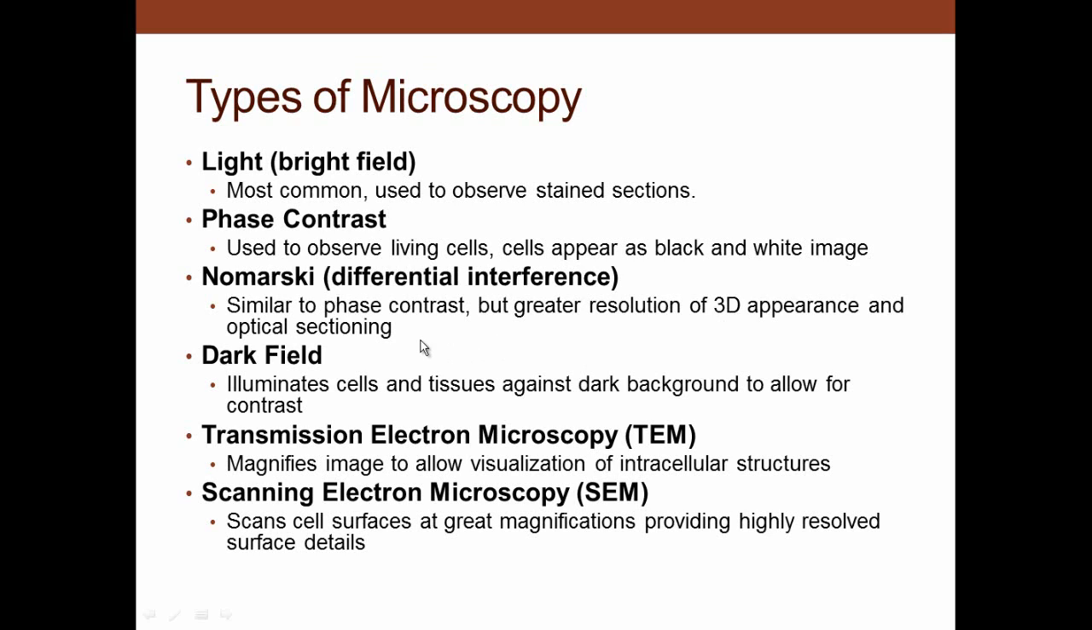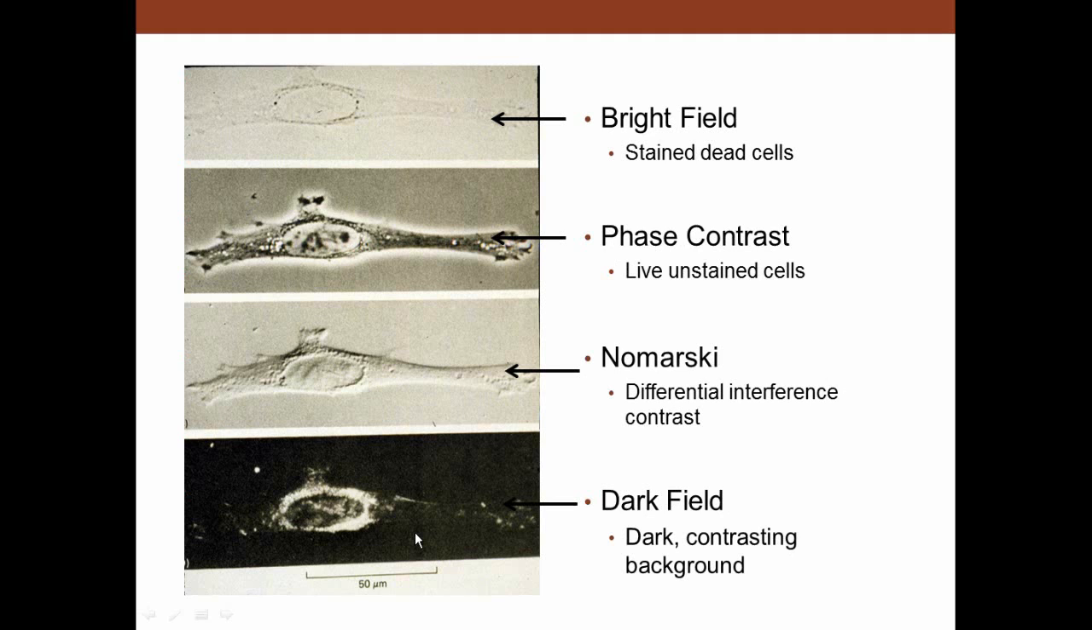Nomarski differential interference contrast microscopy is another type. It allows you to optically section through the specimen, but it looks like a lunar shot, something from the moon. Dark field microscopy is another type of light microscopy. All these are light microscopy. Then we have transmission electron microscopy, which magnifies the images and allows you to visualize intracellular structures. The wavelength of electrons is much smaller than white light, and as a consequence the resolution is much better with an electron microscope. Another type is scanning electron microscopy, which allows you to see surface images of the tissues.